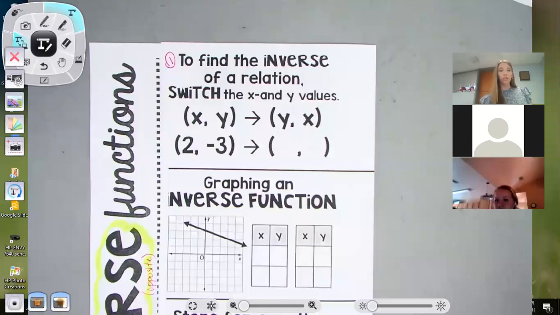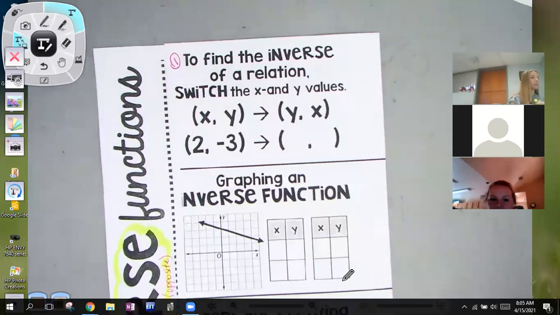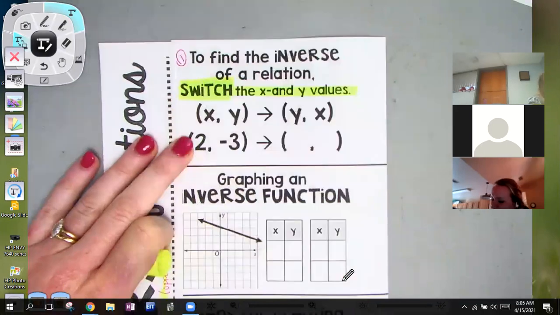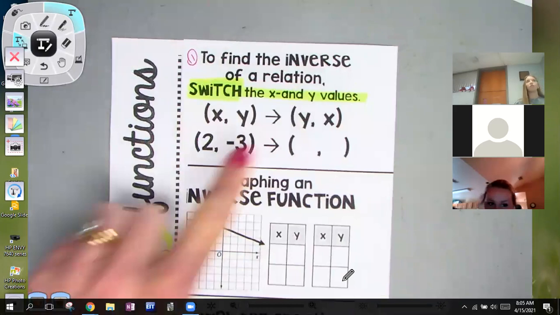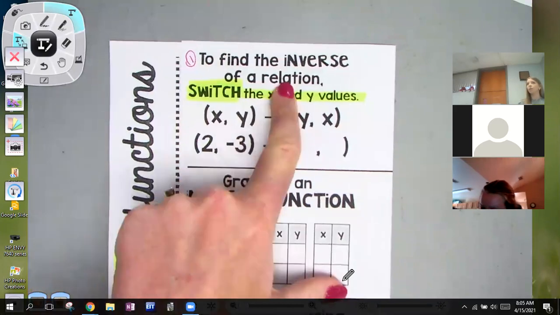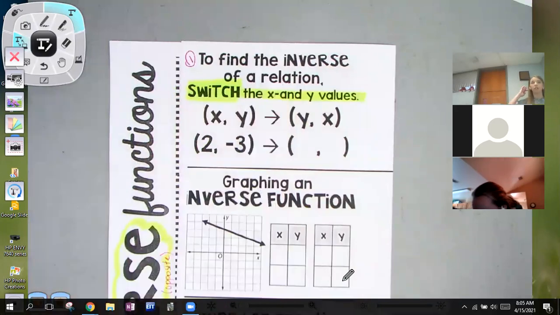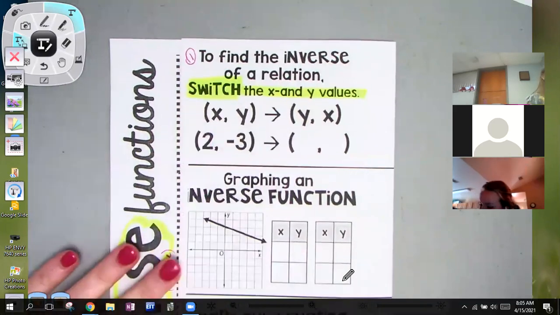Okay, so inverse functions. The first way you can find an inverse function is to switch the x and y values. This is saying it for a relation, which is just a straight line, a function that's a straight line, but this also works for every single type of function we will work with. So whenever you're doing the inverse, a really simple way is if it gives you the x and y coordinate.